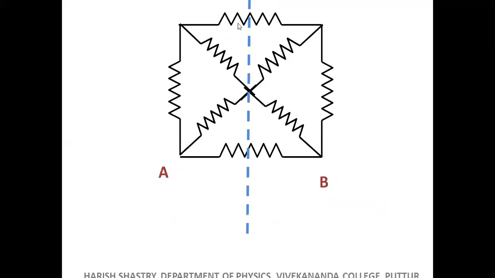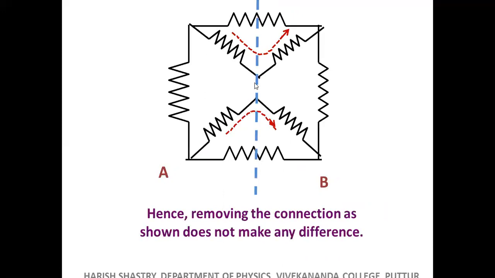It's like this, and this is the perpendicular axis to A and B. These points, even though they are separated, the potential at the 2 points are same. No current flows through these 2 points. So you can connect or disconnect. Both will make the same final conclusion.